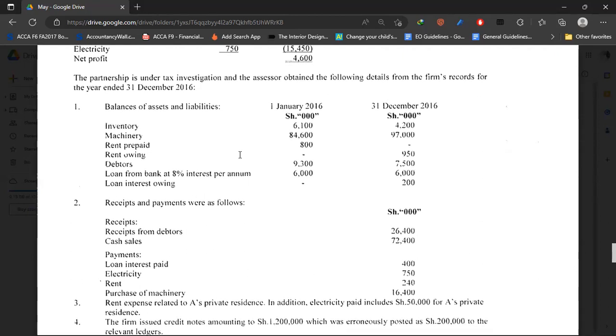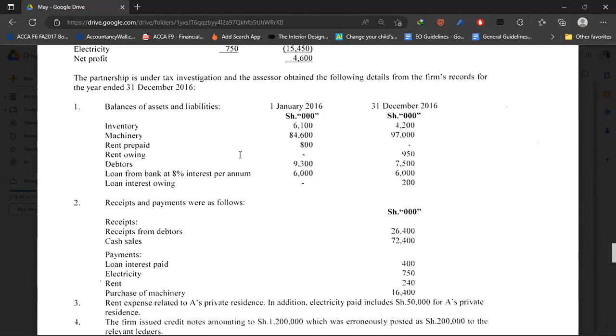Inventory 6,100 at 1st January 2016 and 4,200 on 31st December 2016. Machinery 84,600 on 1st of January and 97,000 at 31st December. Rent prepaid, we have 800 shillings, and on 31st December we have nil. Rent owing, nil on 1st of January, 950 on 31st December 2016. Debtors 9,300, and on 31st December 7,500.